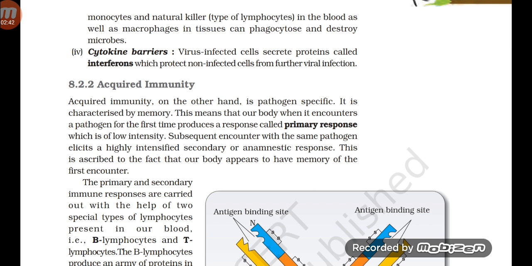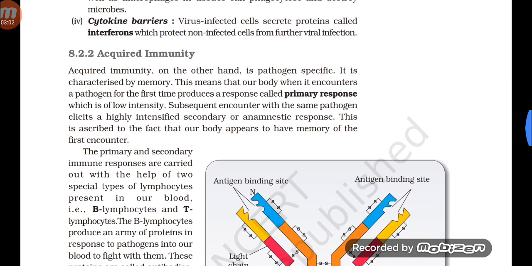This is the most important part because you have to remember what interferons are. Virus infected cells secrete proteins which are known as interferons, which protect non-infected cells from further viral infection. So the cells which are already virus infected secrete interferons, which protect non-infected cells from viral infection.